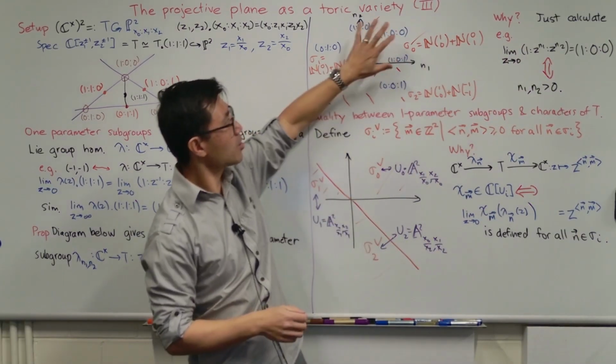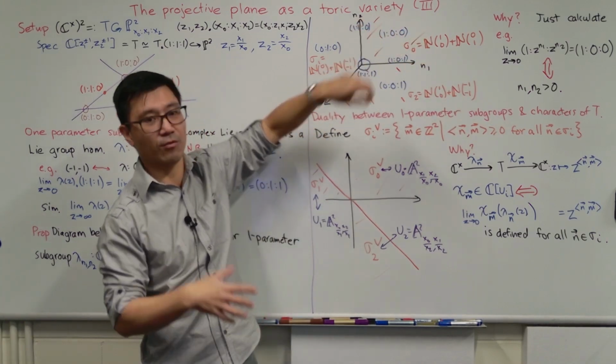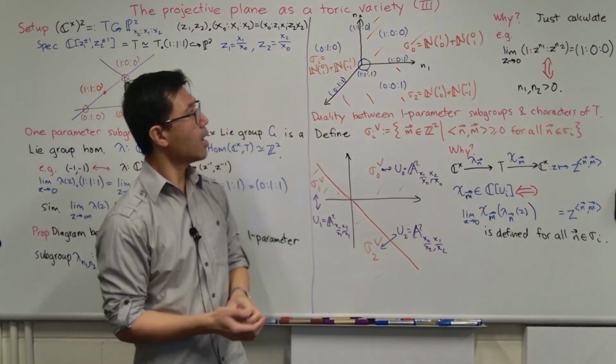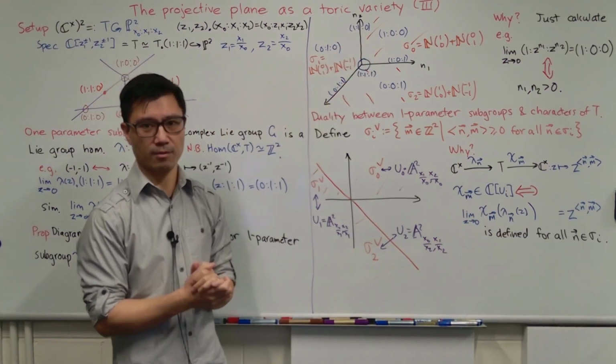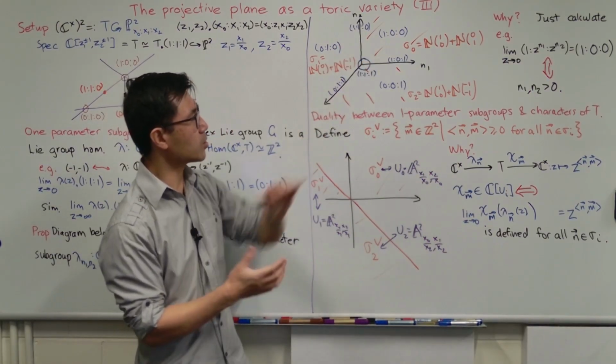So this is the picture that really nicely records the information of P2 if you want to study toric varieties. This is the picture that one gives. This is exactly what you have.